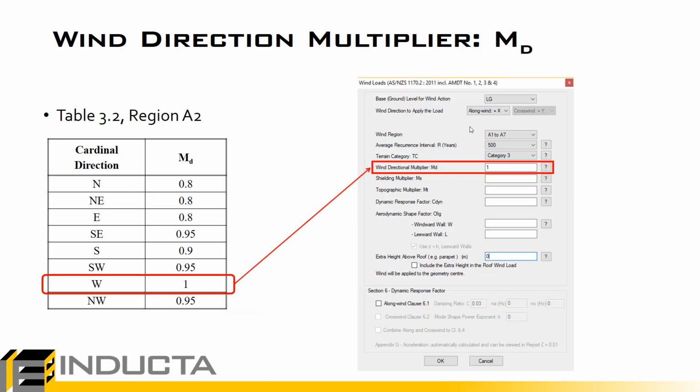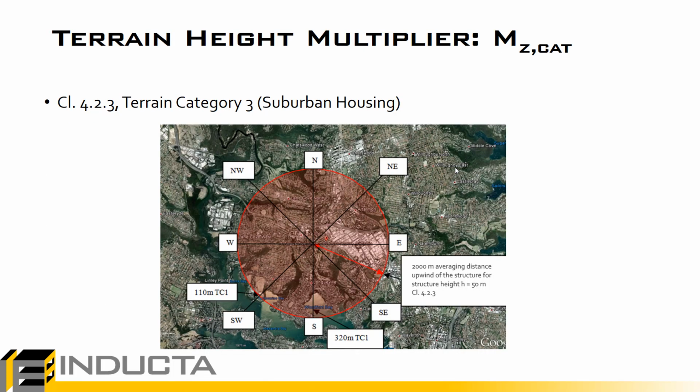The next thing that we input is the wind direction multiplier. So not considered automatically by the software. We have to go to table 3.2, see that for the along wind positive x direction, we are a westerly wind, which gives us a directional multiplier of 1. So that's done manually by the user.